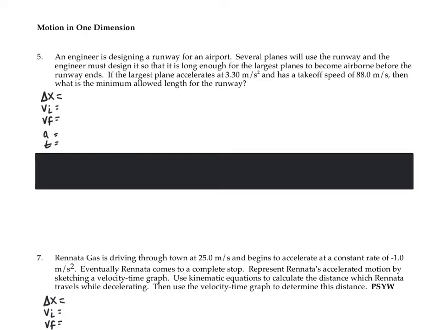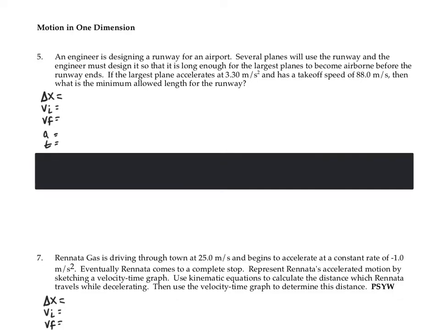Moving right along, if you noticed, I've blurred out or boxed over number 6. Number 6 actually doesn't really apply to our situation. It's not a uniform accelerated motion problem, so we're going to skip it and ignore it. But number 5, an engineer is designing a runway for an airport. So again, a plane is taking off. Several planes use the runway, and the engineer must design it so that it is long enough for the largest planes to become airborne before the runway ends.